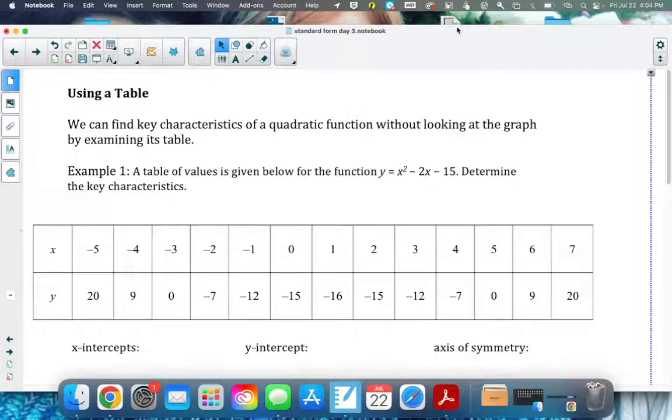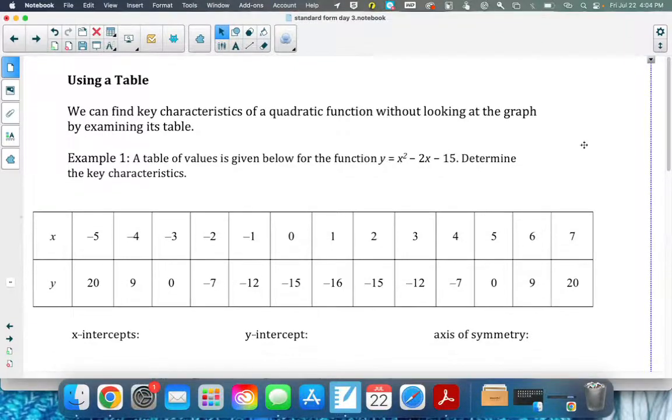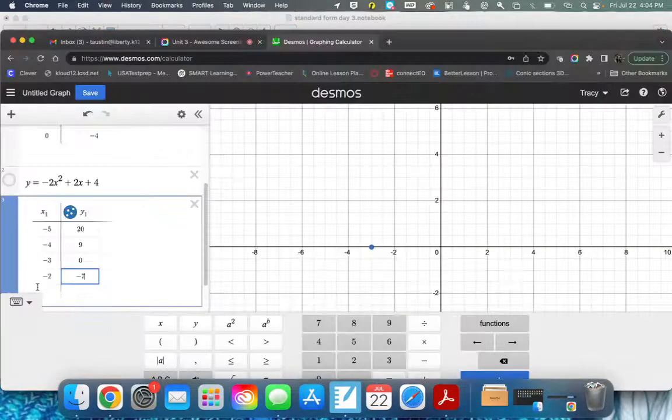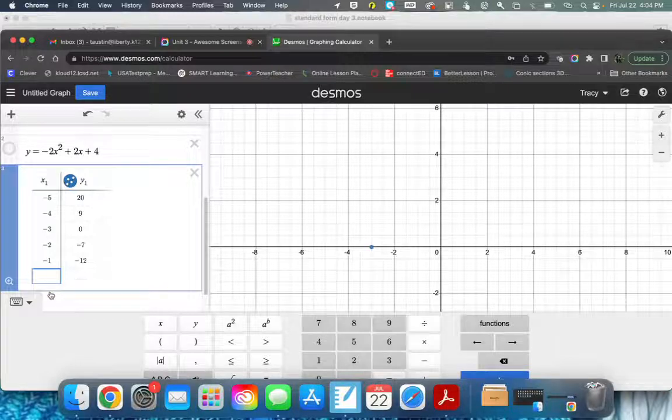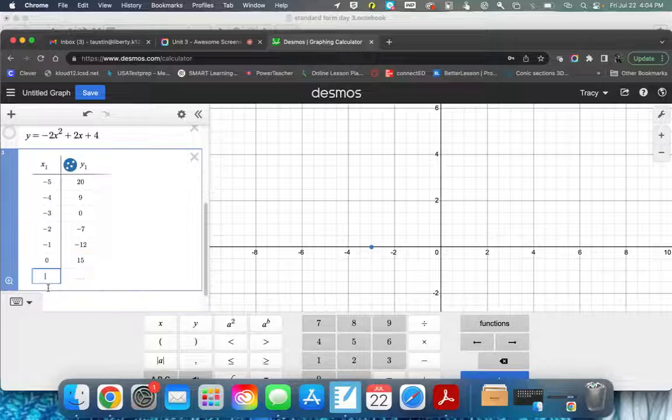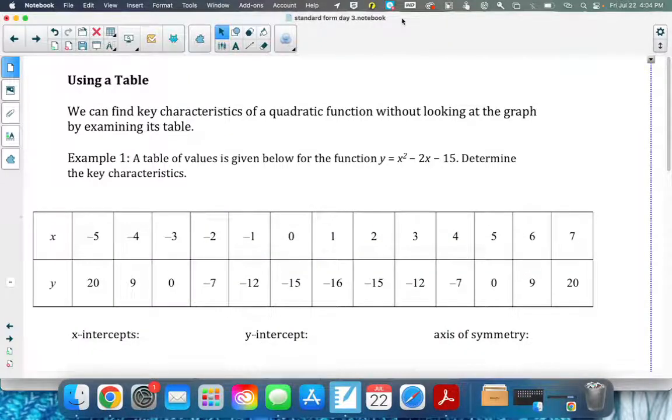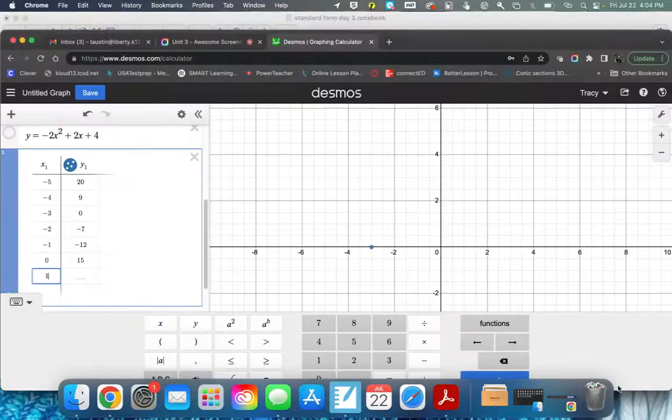-1, -12, and 0, -15. Okay, so -1, -12, and 0, -15. All right, and then I know my next number is going to be 1, -16, and then 2, -15.